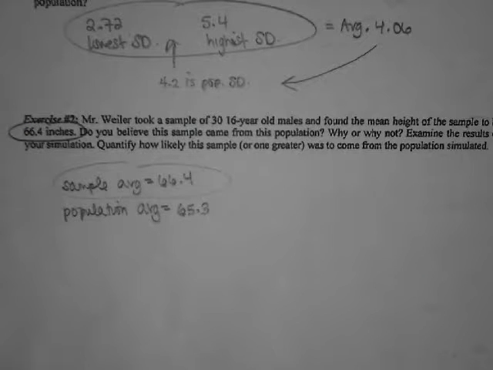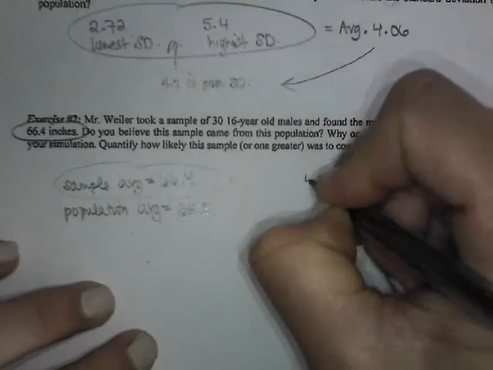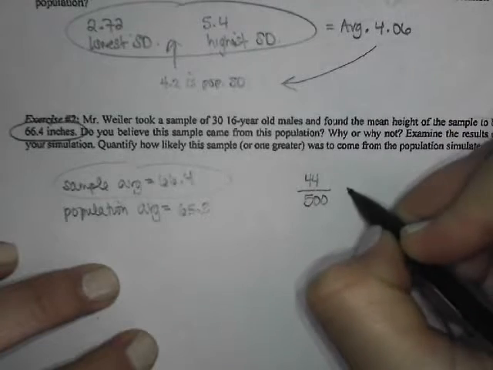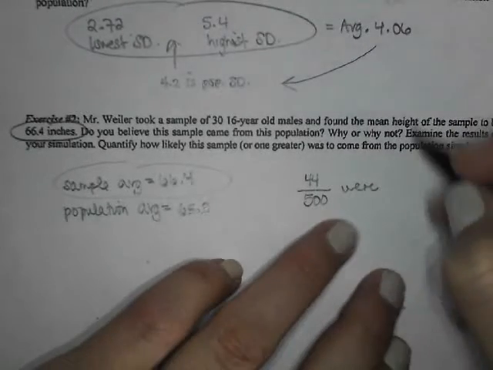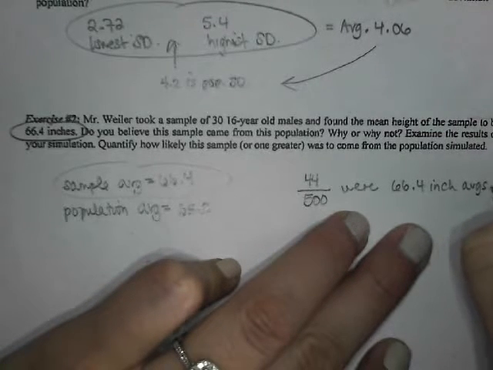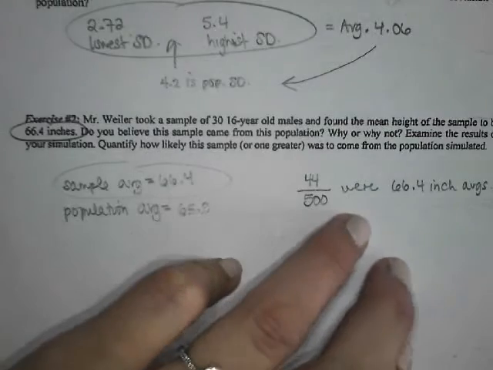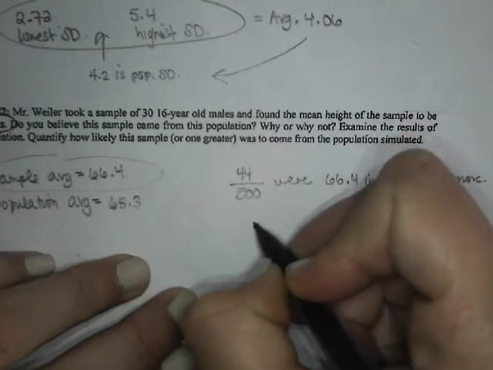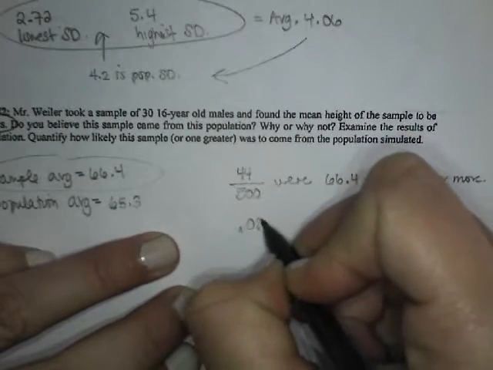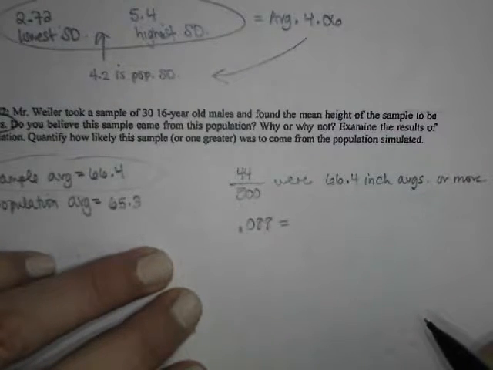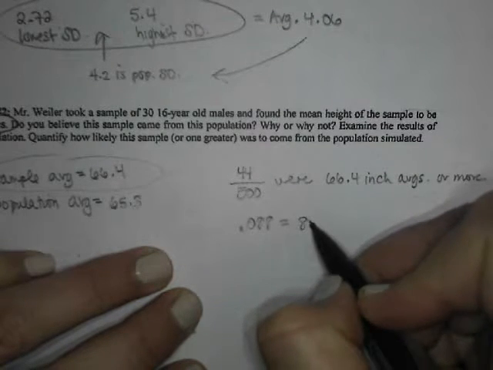So 44 scores, or 44 averages, out of 500 were 66.4 inch averages or more. And 44 out of 500, just do your division, is 0.088, which is what percent? 8.8%, so approximately 9%.